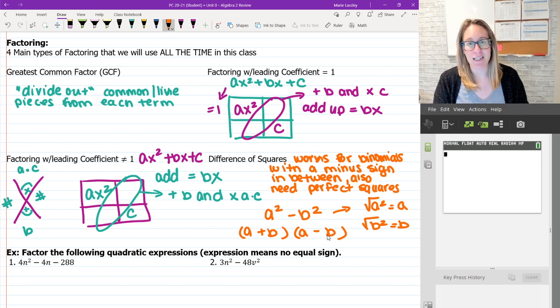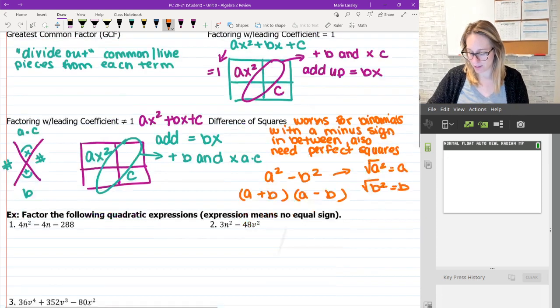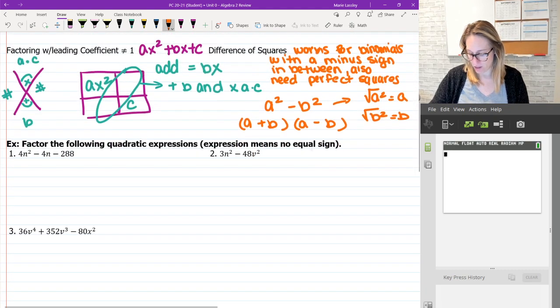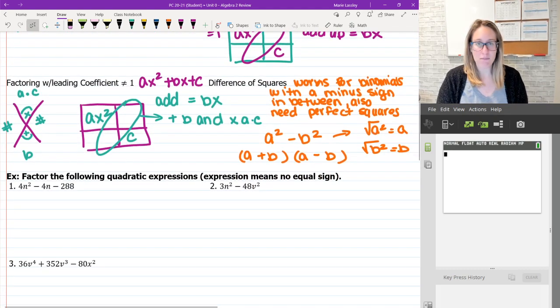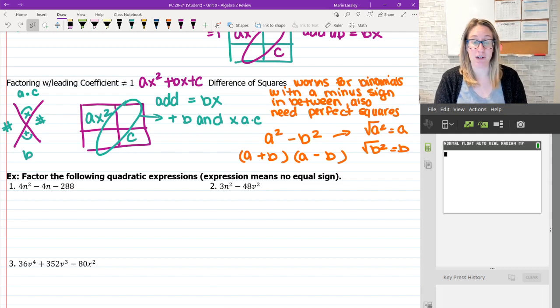So yes, it does really only work in very specific instances, but if you can remember it and you can catch it, then it makes your life really easy because it's super fast. Okay, let's do these example ones. We have 3 example problems that we're going to do together, and then we'll be done with the video. So let's do it.